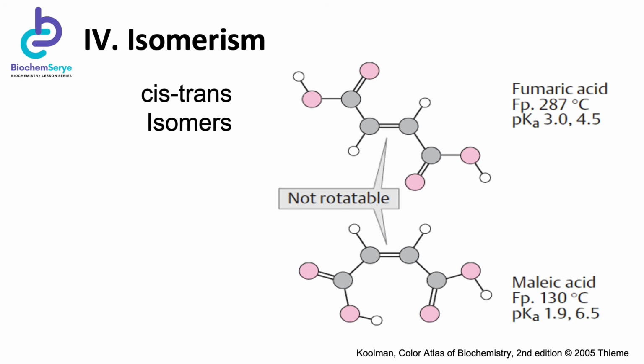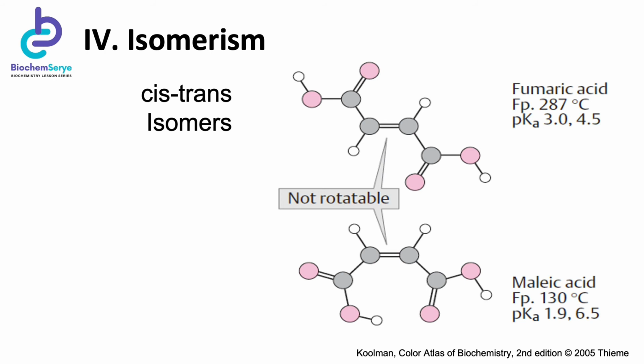Let us now look at the different common types of isomers. Our first example are the cis-trans isomers. Double bonds are not freely rotatable, as we have previously discussed in the preceding lessons. If double-bonded atoms have different substituents, there are two possible orientations for these groups.